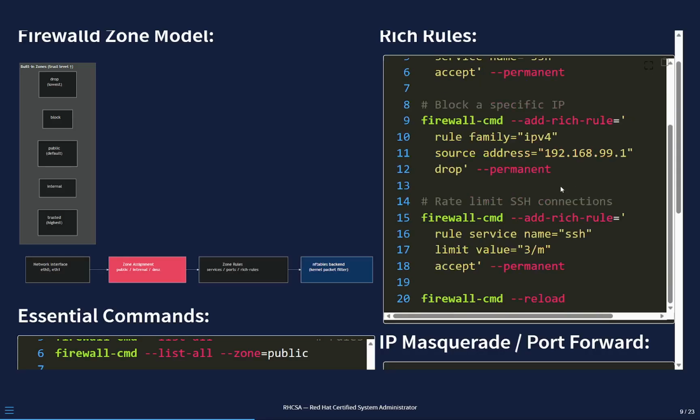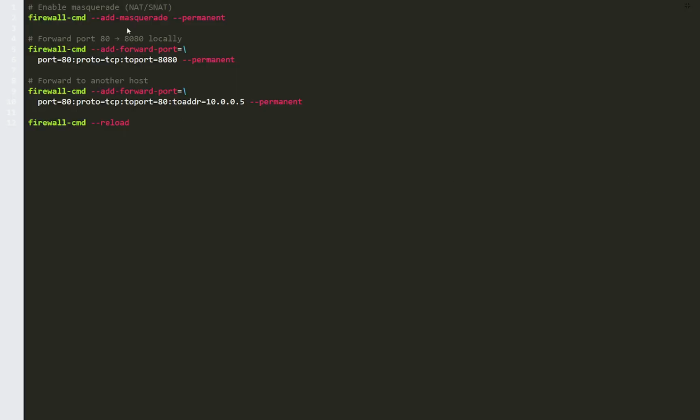Masquerading is NAT. It hides a private network behind the firewall's IP. Enable it once with add-masquerade, permanent. Port forwarding redirects traffic coming in on one port to a different port or host. The classic use case is forwarding port 80 to an app running on port 8080.